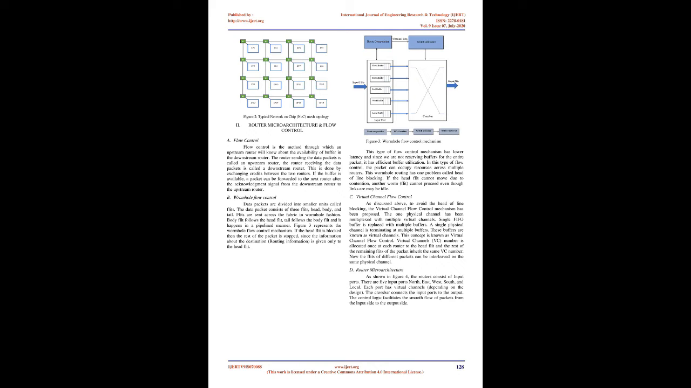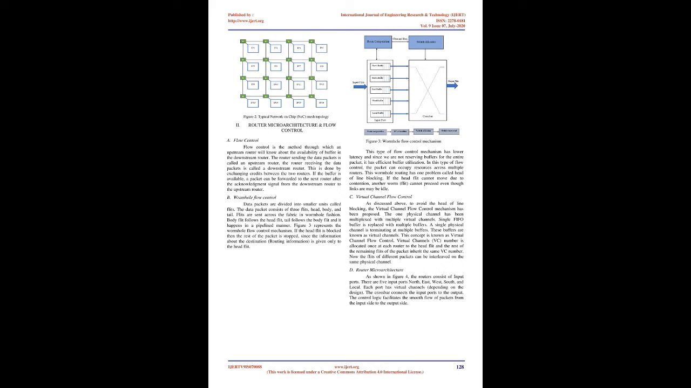A. Flow control. Flow control is the method through which an upstream router will know about the availability of buffer in the downstream router. The router sending the data packets is called an upstream router, the router receiving the data packets is called a downstream router. This is done by exchanging credits between the 2 routers. If the buffer is available, a packet can be forwarded to the next router after the acknowledgement signal from the downstream router to the upstream router.